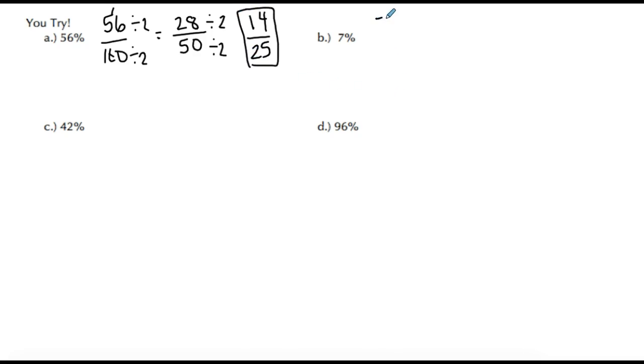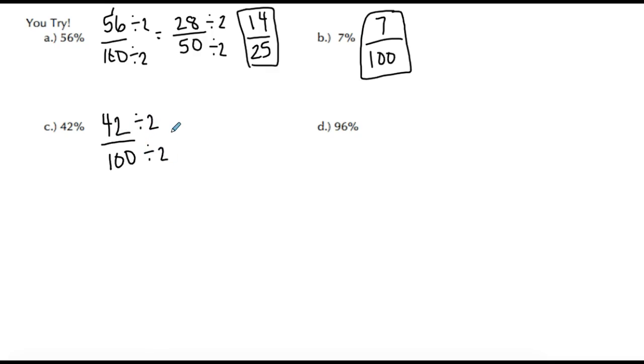7% is the same thing as 7 over 100, and nothing goes into either of those, so we're done. 42%, 42 over 100, both even, so let's go ahead and divide. 42 divided by 2 is 21. 100 divided by 2 is 50. There's nothing that goes into both of those, so that's my simplified fraction.